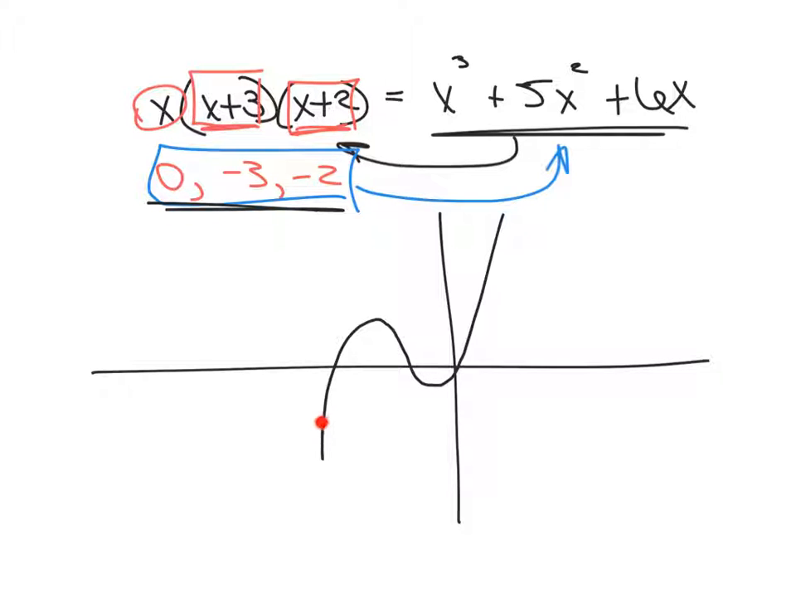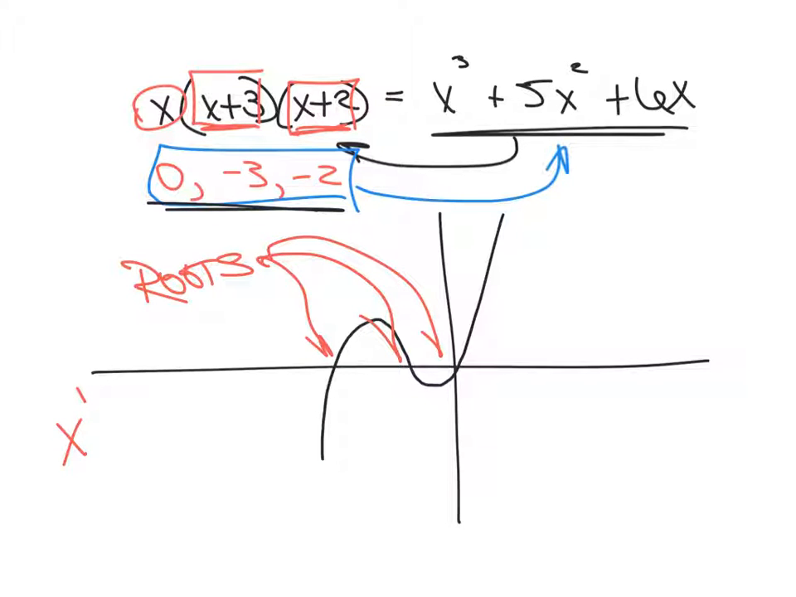Another name for that is, these are not only the answers, they're also called the roots. The roots are where it crosses the x-axis. It's also called the x's. What are the x's? The x's are here, here, and here. Okay? So, different words for the answer, but that's really what you're doing there.